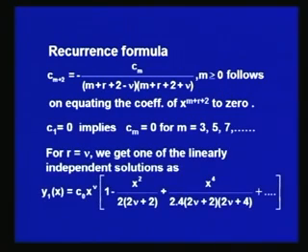Now, from this recurrence relation it follows that when c1 is 0, c3 is 0, and c3 is 0 implies c5 is 0. So, c1 equal to 0 implies that c m is equal to 0 for m equal to 3, 5, 7 and so on. Thus, for r equal to nu we can get one of the linearly independent solutions as y1 of x equal to c naught x to the power nu into (1 minus x square upon 2 into (2 nu plus 2) plus x to the power 4 upon 2 into 4 into (2 nu plus 2) into (2 nu plus 4) and so on), where the values of c2 and c4 and so on have been obtained from the recurrence relation c m plus 2 equal to minus c m over (m plus r plus 2 minus nu) into (m plus r plus 2 plus nu).